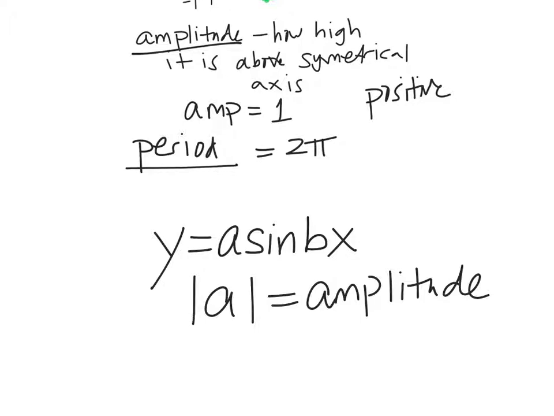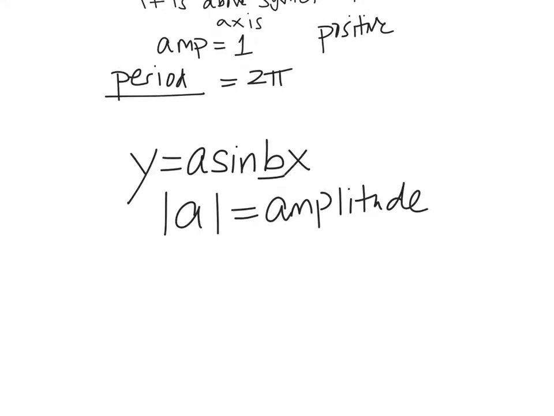It still has the same zeros, but instead of 1, I'm up here at 4. Instead of -1, I'm down here at -4. Okay, the other thing that's going to change is this b. This b is going to affect your graph. It's going to affect the period of the graph. So 2 pi divided by b is going to be the period.